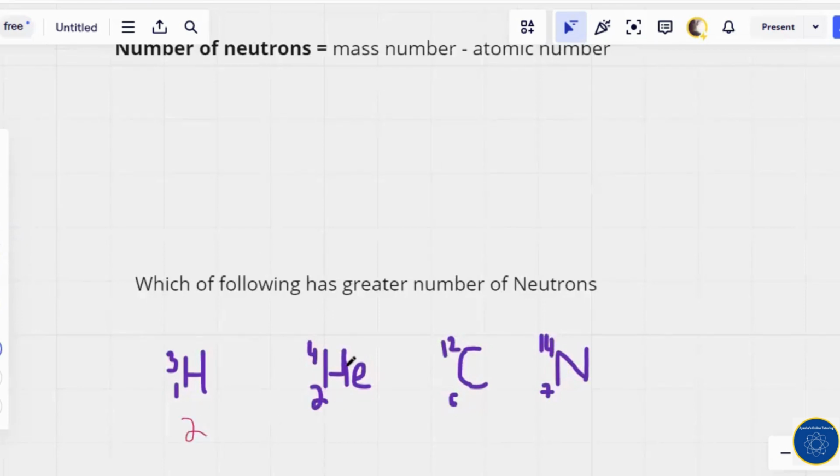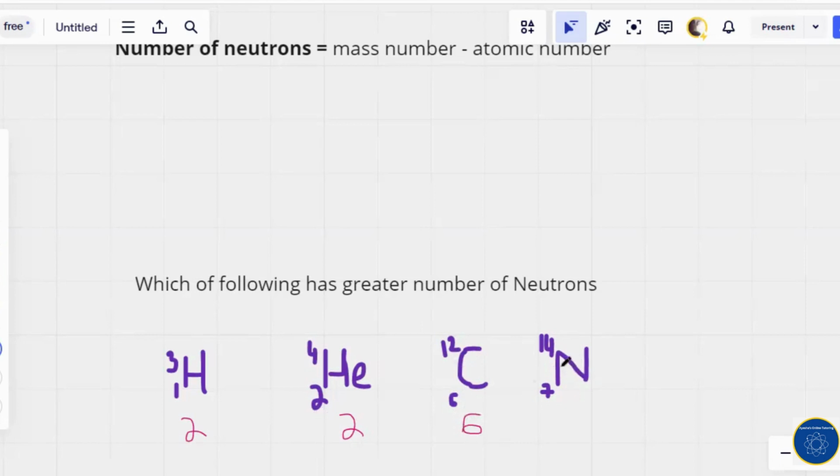Okay, let's talk about helium. The atomic mass of helium is 4, or the mass number is 4. Atomic number is 2. 4 minus 2 is 2. So here we have 2 neutrons. For carbon, carbon has the mass number 12. It has the atomic number 6. So 12 minus 6 equals 6.